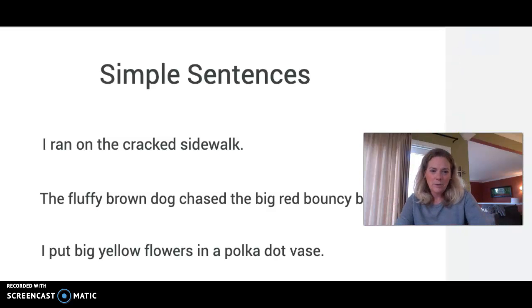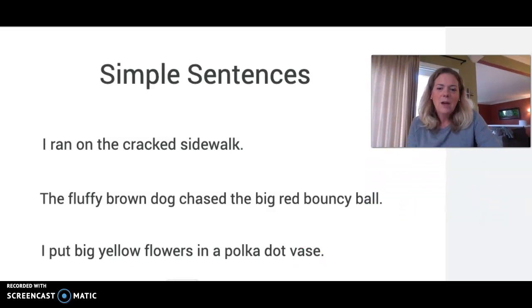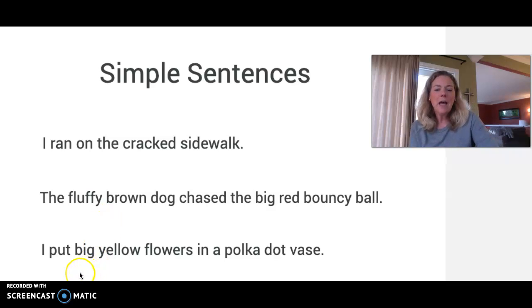And then we talked about, let me move myself out of here. We talked about how in the second sentence, originally the sentence just said the dog chased the ball. And we changed it to the fluffy brown dog chased the big red bouncy ball. That gives you a totally different picture in your head of what is really happening and what the writer is trying to tell you. And then our last sentence, I put big yellow flowers in a polka dot vase. Well, that gives you a way better picture.